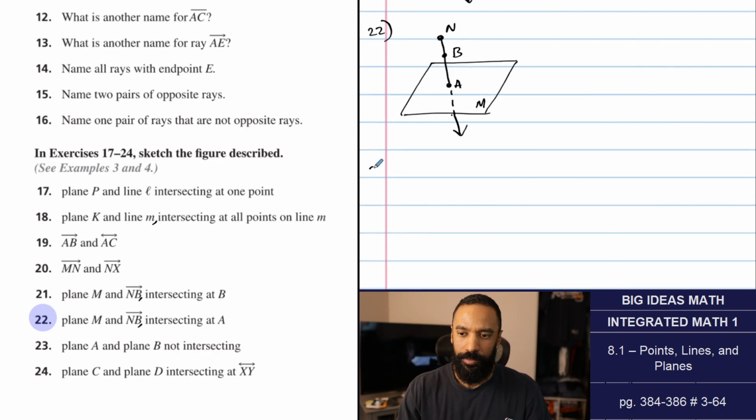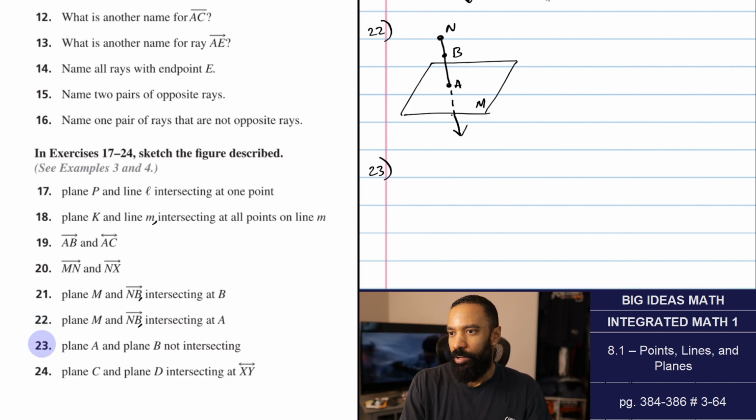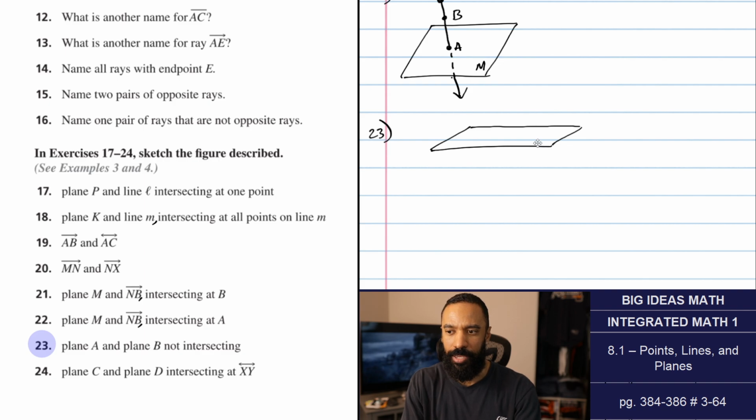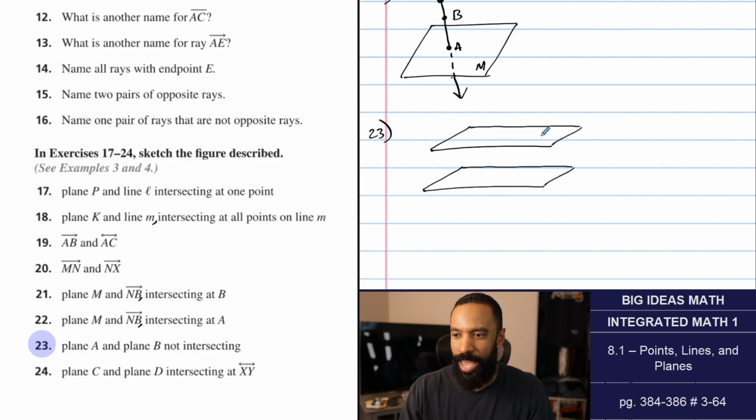Number 23, draw plane A and plane B not intersecting. For planes to not intersect, I think of this as an absolute must. They must be parallel. So how's the best way for me to draw two parallel planes? Copy paste. Here are two planes that are not intersecting for myself right here. Plane A and plane B not intersecting.